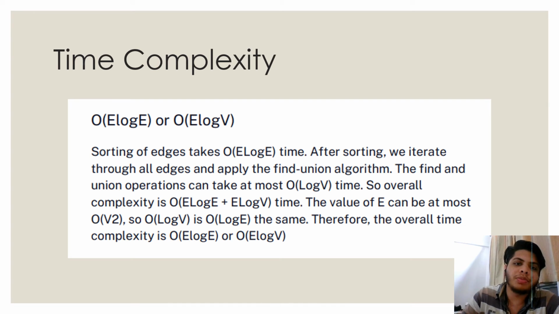Now we observe the time complexity. What is the time complexity of Kruskal's algorithm? So the time complexity will be O(E log E) or O(E log V). Sorting of the edges takes O(E log E) time. After sorting, we iterate through all edges and apply the find-union algorithm. Find and union operations can take at most O(log V) time. So overall complexity is O(E log E) and O(E log V) time.